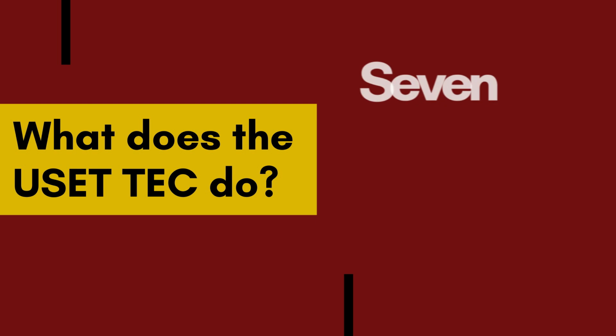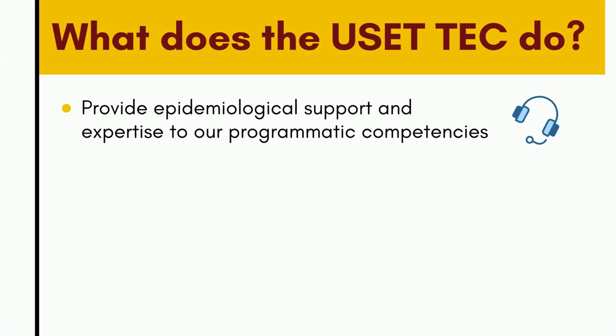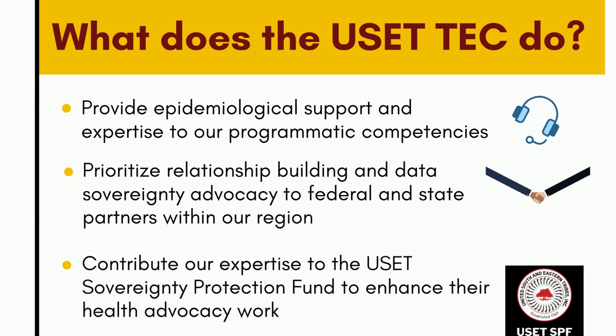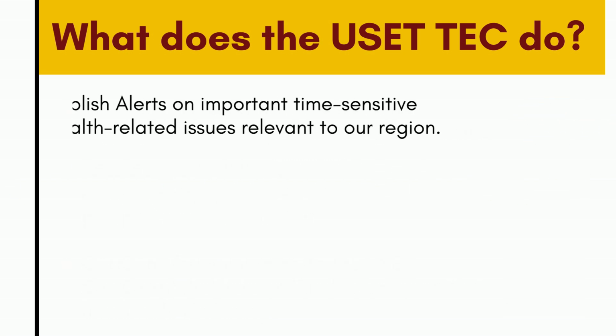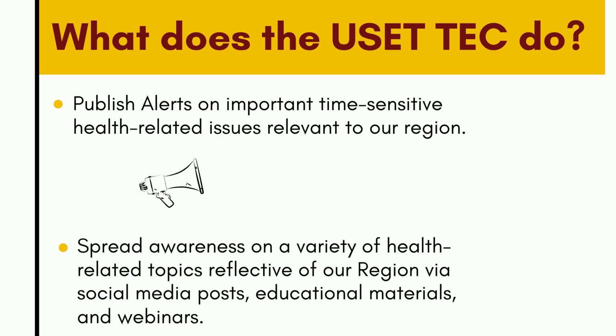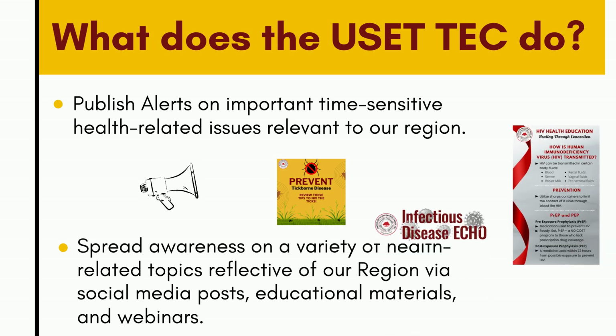We address all the 7 core functions of TECs as mentioned earlier, as well as provide epidemiological support and expertise to our programmatic competencies, prioritize relationship building and data sovereignty advocacy to federal and state partners within our region, contribute our expertise to the USET Sovereignty Protection Fund to enhance their health advocacy work, publish alerts on important time-sensitive health-related issues relevant to our region, spread awareness on a variety of health-related topics reflective of our region via social media posts, educational materials, and webinars.